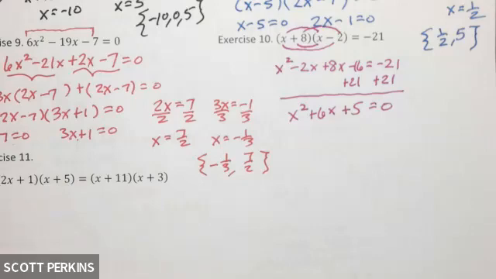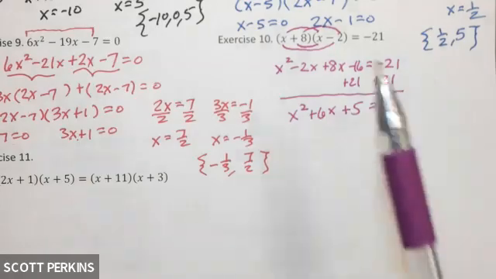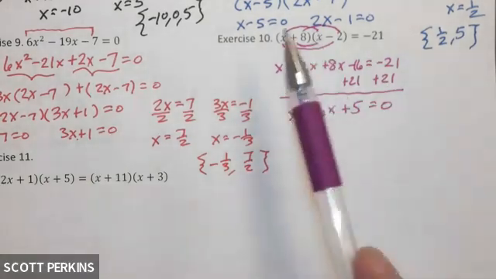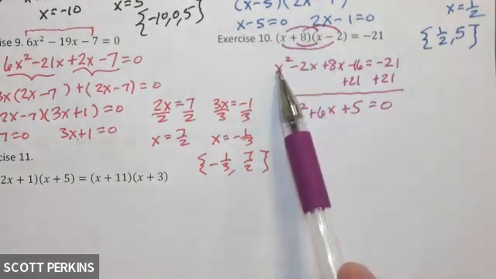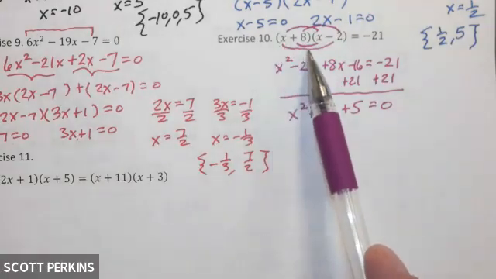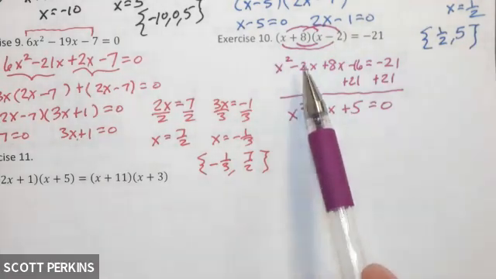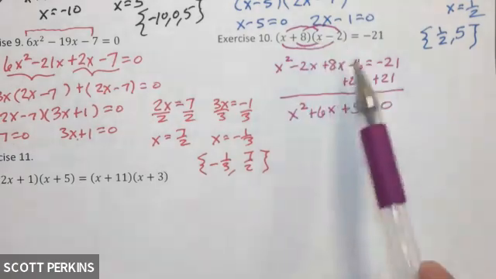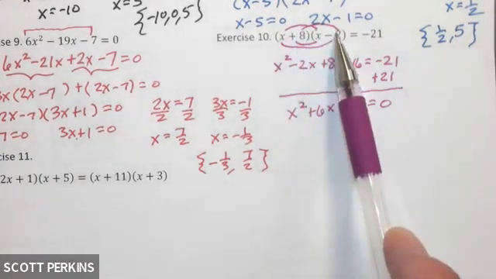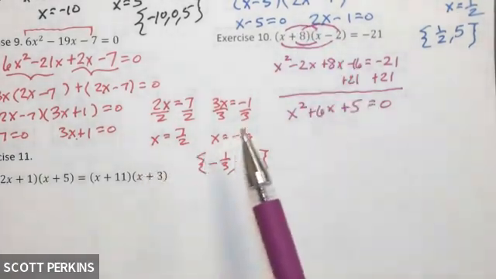Right, so I FOILed the left while you were working. Firsts, outers, inners, lasts. When I multiply my firsts, x times x gave me x squared. My outers, x times -2 is -2x. The inners, 8 times x is 8x. And then lasts, 8 times -2 is -16.